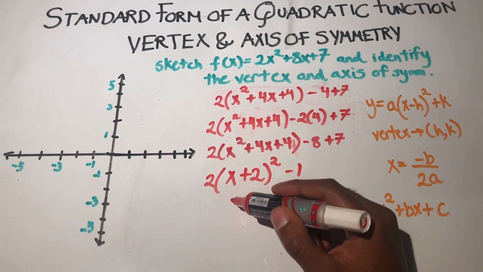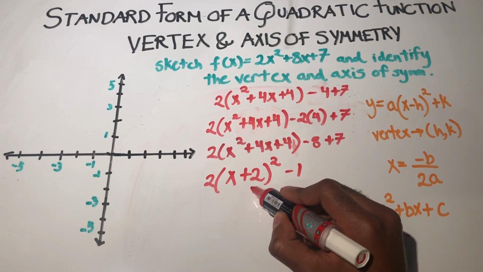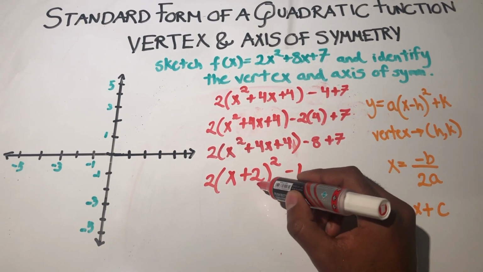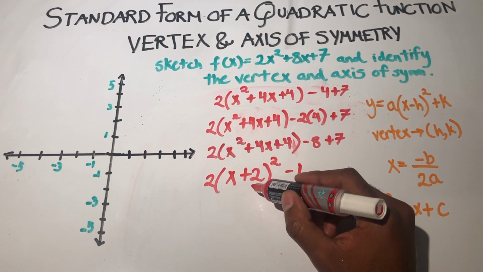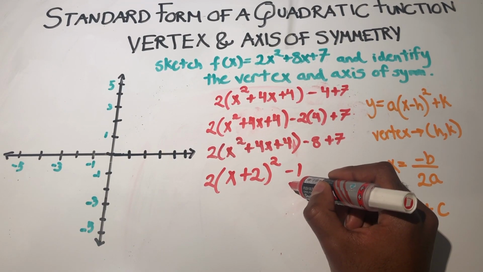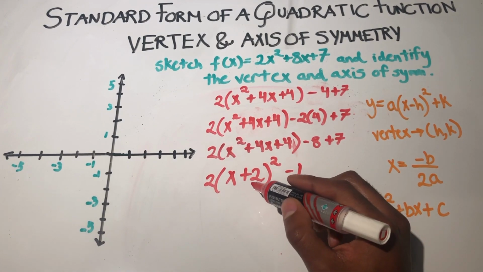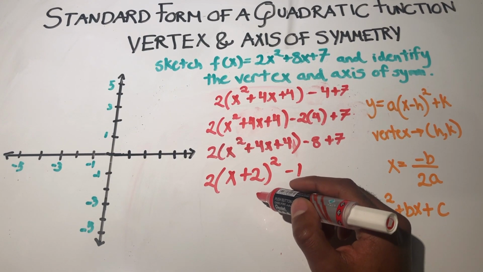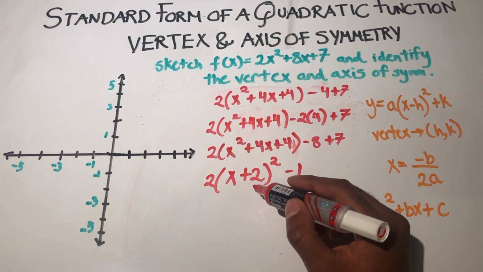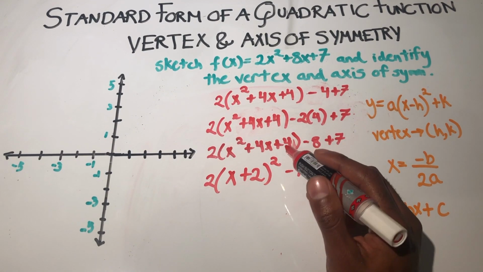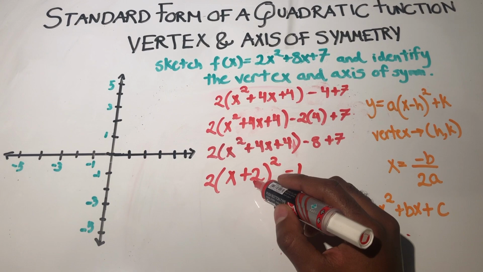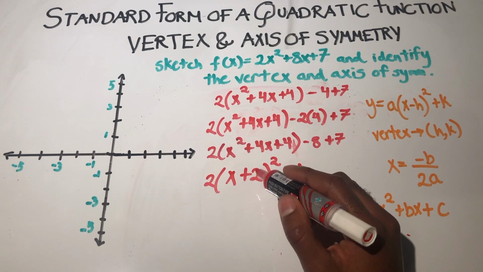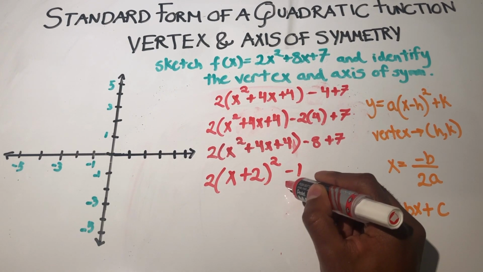We have our a outside, we have our vertex, which is here. Then we have both points of the vertex, which is negative 2 here. Remember to flip the sign. And then we have negative 1 hanging outside here. As you can see, just by looking at this function, we can tell that the graph belongs to the parent function 2x squared. And the graph has shifted 2 units to the left and had a vertical shift of 1 unit down, which is what this negative 1 represents.